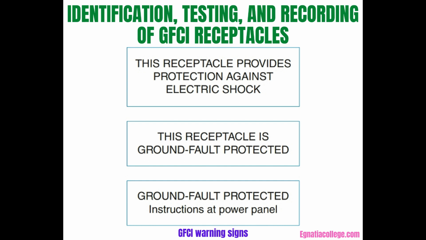Identification, testing, and recording of GFCI receptacles. Rule 68-068-5 requires warning signs to be placed beside switches that control circuits protected by GFCIs. The signs will alert the user to the fact the circuits controlled by the switches are GFCI protected, and will specify how often the GFCIs should be tested.